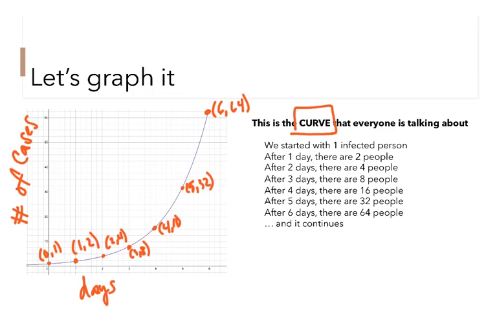So I took the table that we had on the previous page and I just graphed it. It said starting, so that's at 0, we had 1 person. Then after a day, there were 2 people. After 2 days, 4 people, 8 people, 16 people, 32 people, 64 people. So notice this curve is getting really steep, really fast. That's not good. That means that every day, double the number of people are being affected.